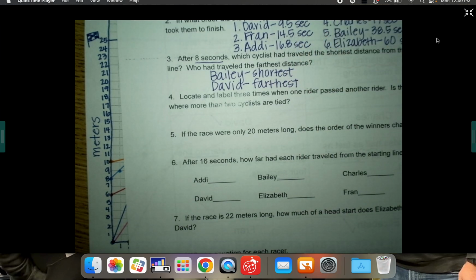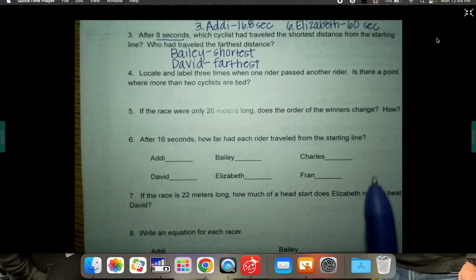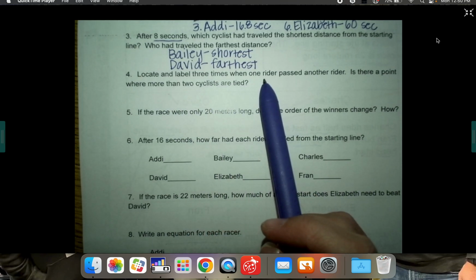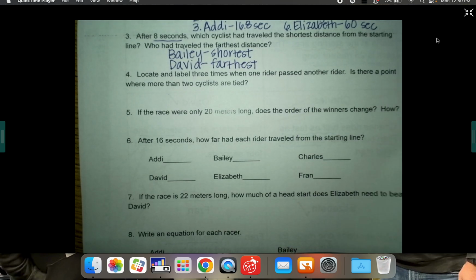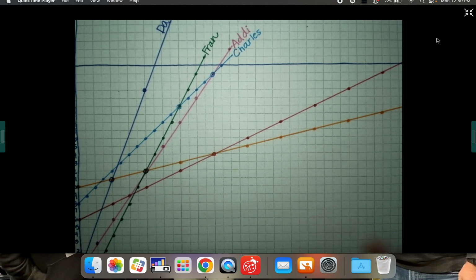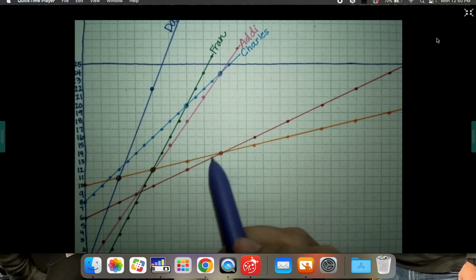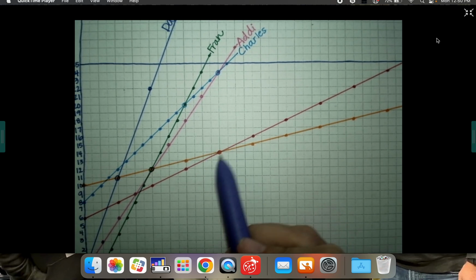Okay, locate and label 3 times. We're going to label it by just writing what the ordered pairs are here. So what are some ordered pairs when one rider is passing another one? How do you know based on our graph when they pass each other? Oh, sorry. I can come back to that one second. How do we know when they pass each other? Lila, when do they pass each other? When they intersect.